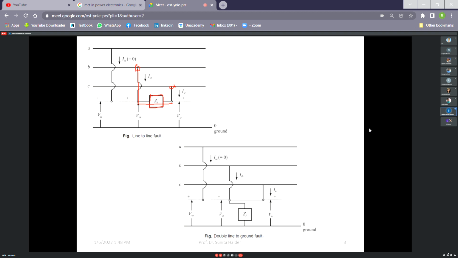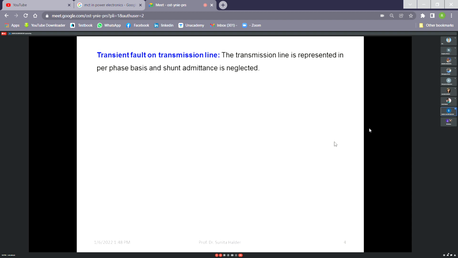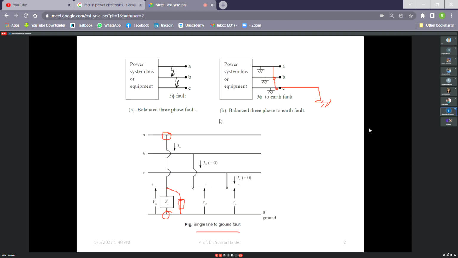So this is called, so two lines are shorted. So this is called line to line fault. Now it may happen two lines are shorted and they are again connected to ground. Then it is called double line to ground fault, the fourth case. So different types of combinations may be there. But here, in this syllabus in power system performance, we shall assume only balanced three-phase fault.